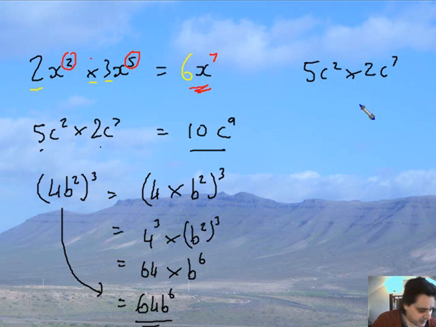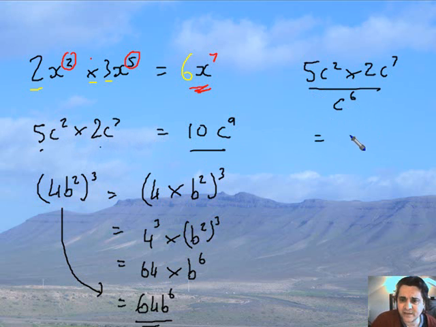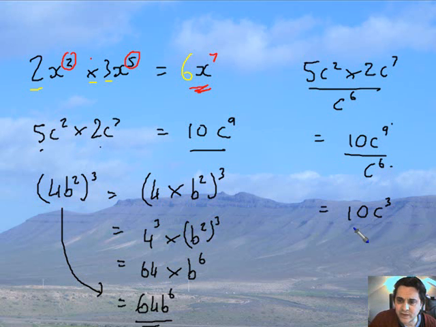5c squared times 2c to the power of 7. I think I've done this one before, haven't I? Divided by c to the power of 6. I'm going to nick this from over here. Upstairs I've got 10c to the power of 9 divided by c to the power of 6. Well, 10 divided by 1 is 10. Now take away the powers. 9 take away 6, 3. Answer, 10c cubed.